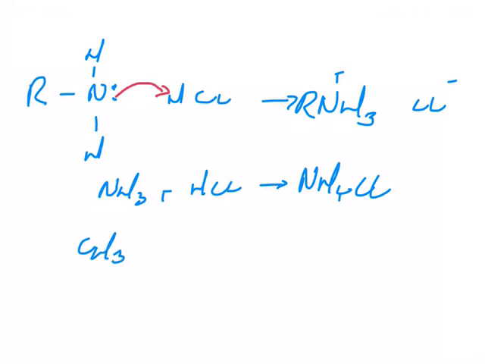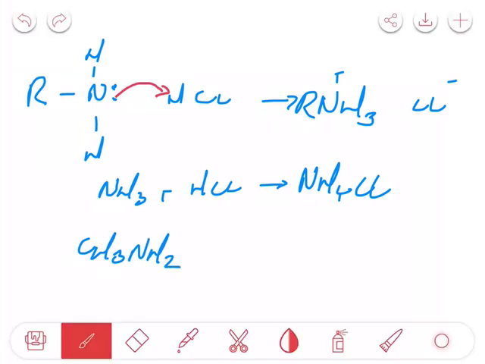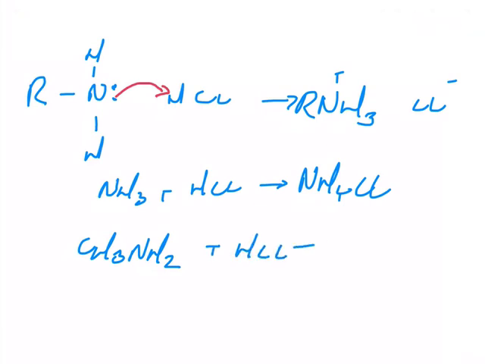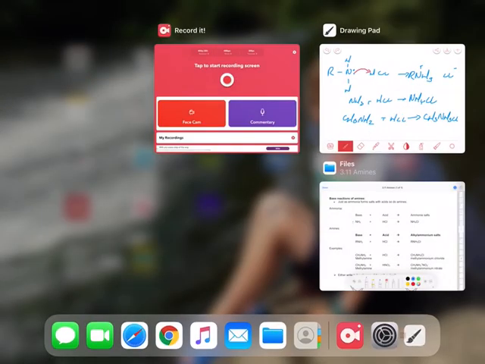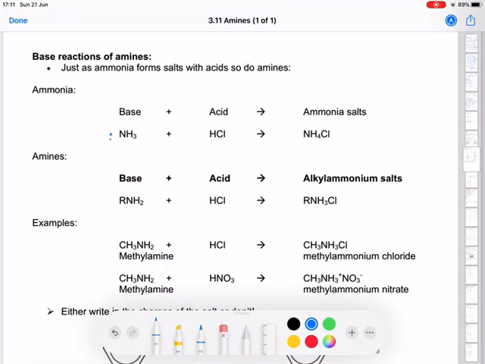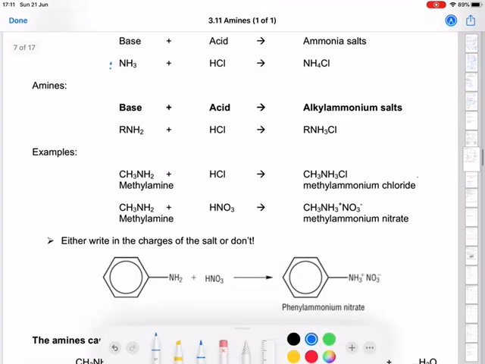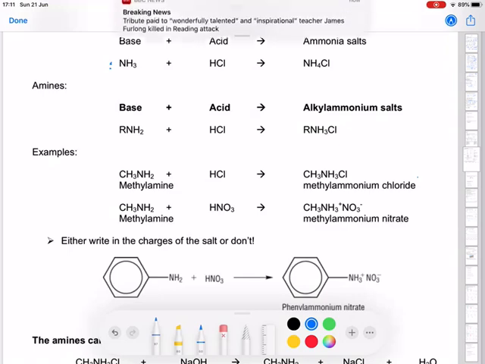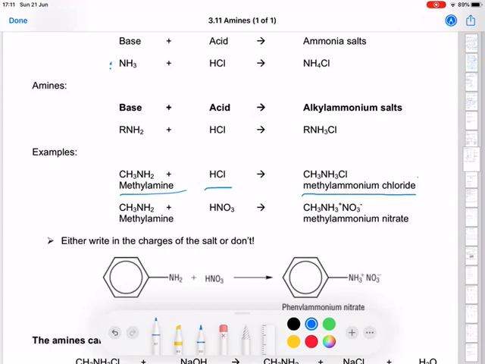CH3NH2, so that's methylamine, with hydrochloric acid will do exactly the same. So CH3NH3Cl, and of course the charges will cancel out, okay? So there's just some examples here really for you to have a look at while we're going through them. All right, so we've got methylamine reacting with hydrochloric acid, which gives the methylammonium chloride.